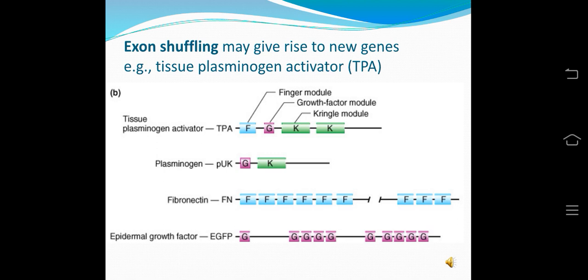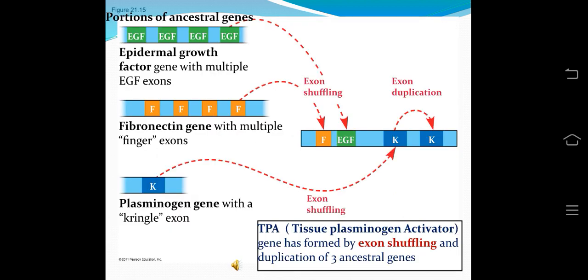Tissue plasminogen activator, TPA, has a finger module, growth factor module, and Kringle module. Plasminogen, fibronectin, epidermal growth factor, and portions of the ancestral gene are there. The epidermal growth factor gene with multiple EGF exons, exon shuffling will be taking place. Then the fibronectin gene with multiple finger exons, exon shuffling. Then gene duplication. So the plasminogen gene with the Kringle exon.